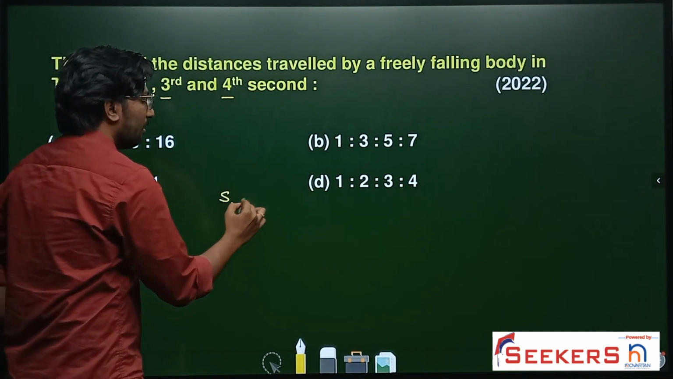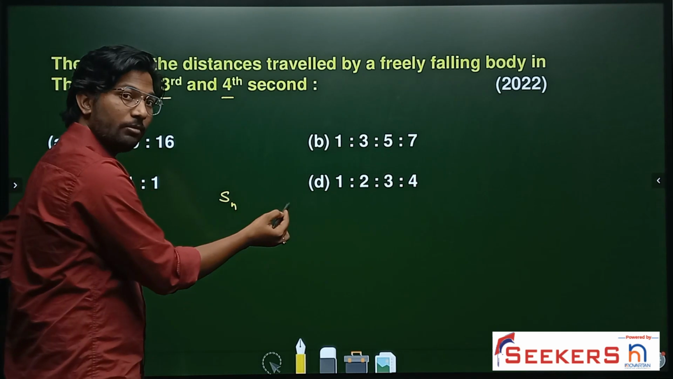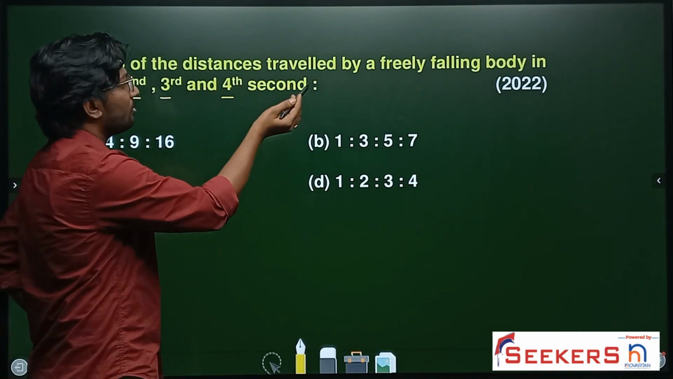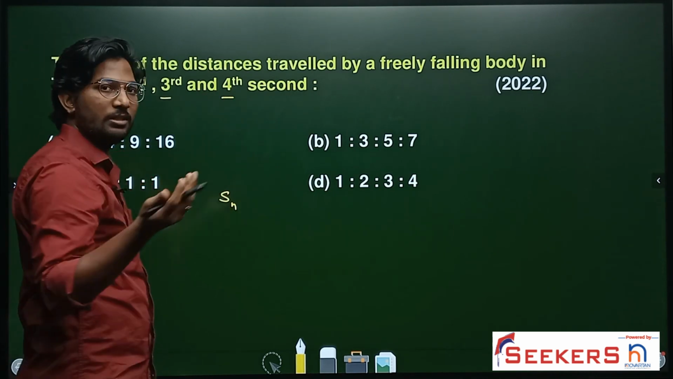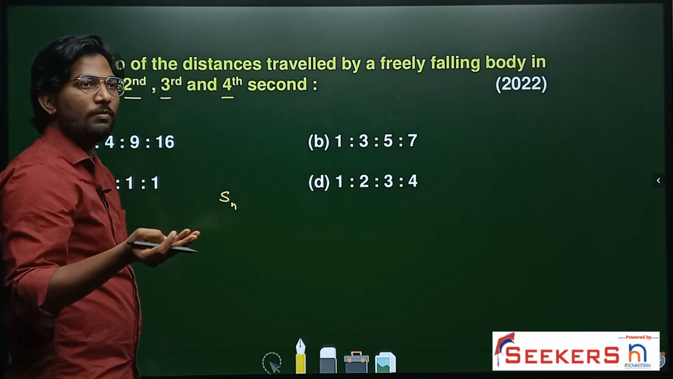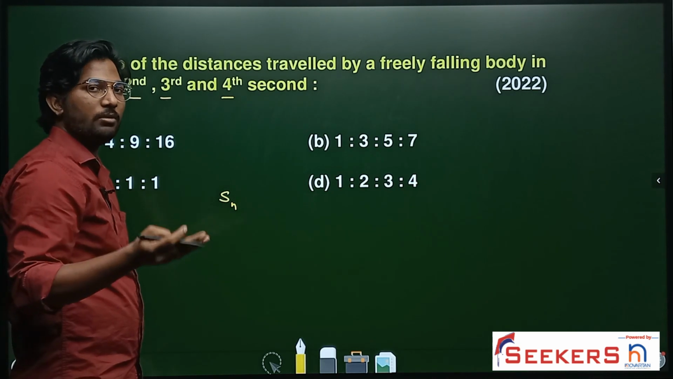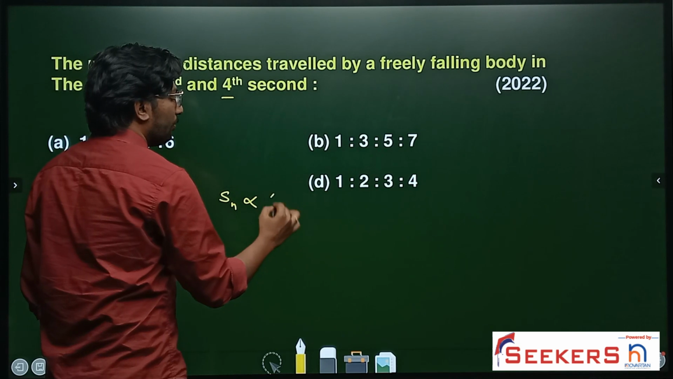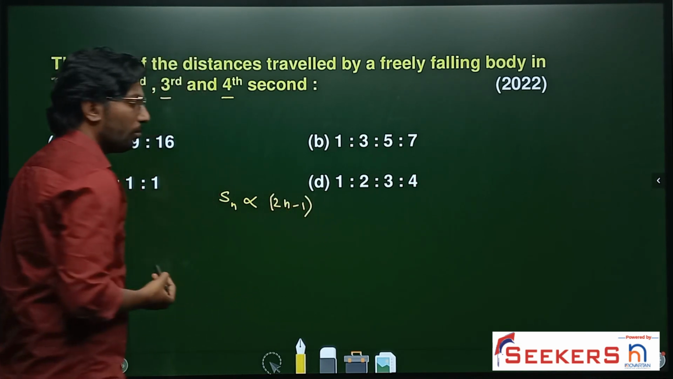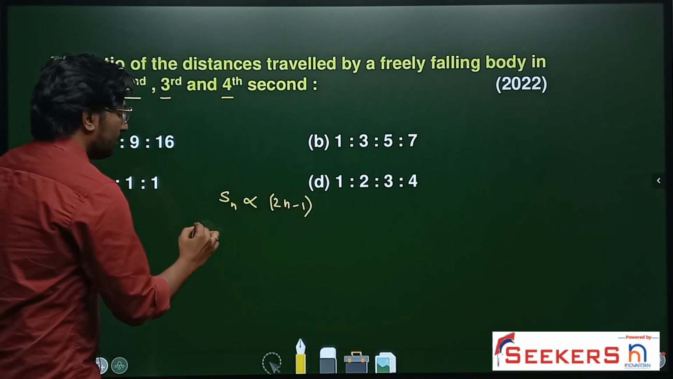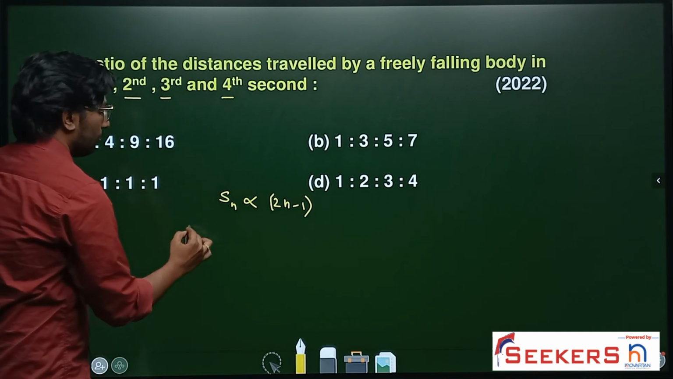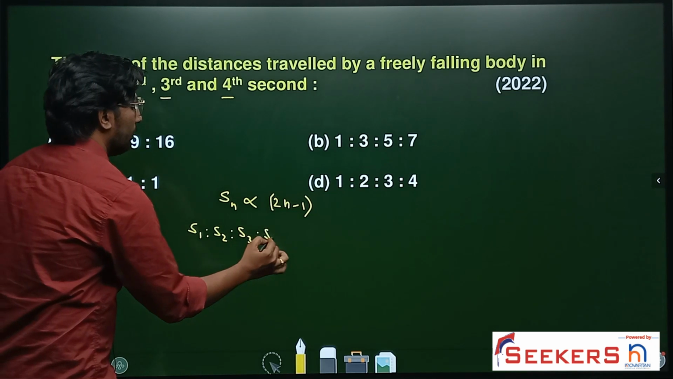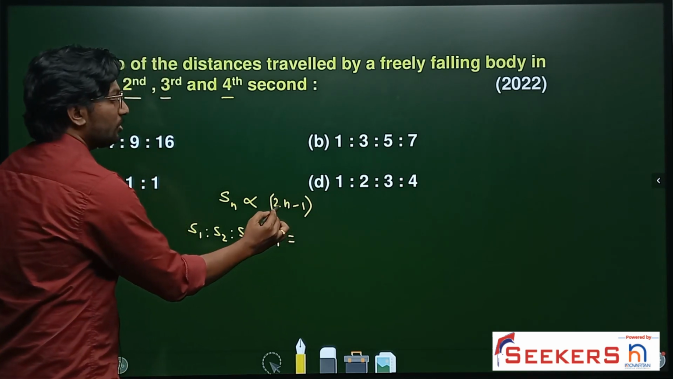We have Sn is equal to u plus a by 2 into 2n minus 1. Since we are finding the ratios and the body is just released, the initial velocity will be 0. So the u value can be 0 and the a values can be cancelled in the ratios. So we can write Sn is directly proportional to 2n minus 1. Based on this, we can just write these respective ratios. S1 is to S2 is to S3 is to S4 is equal to, first one, 2n minus 1.